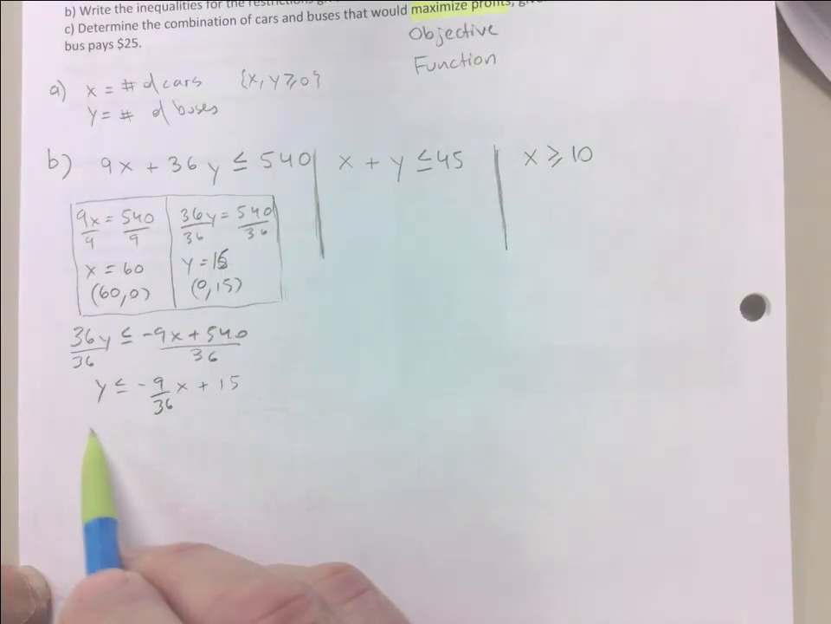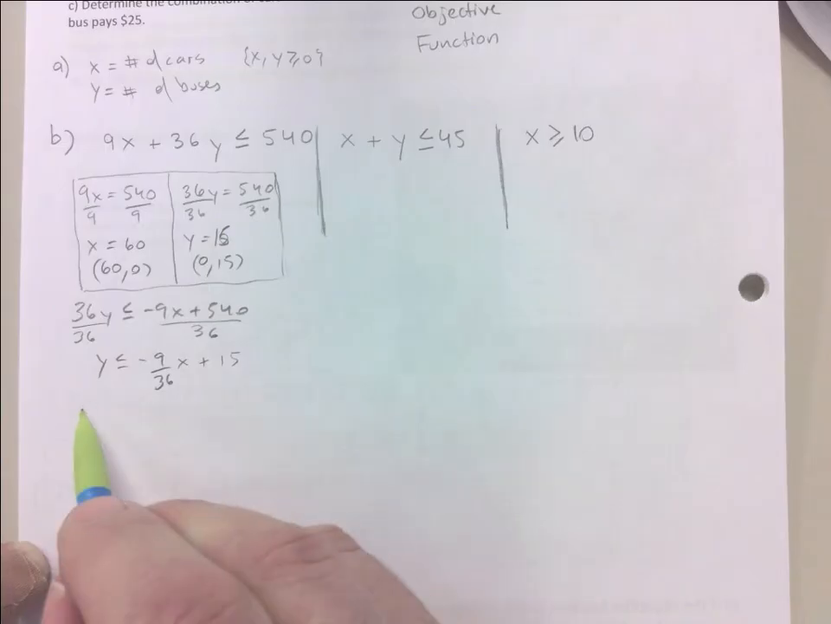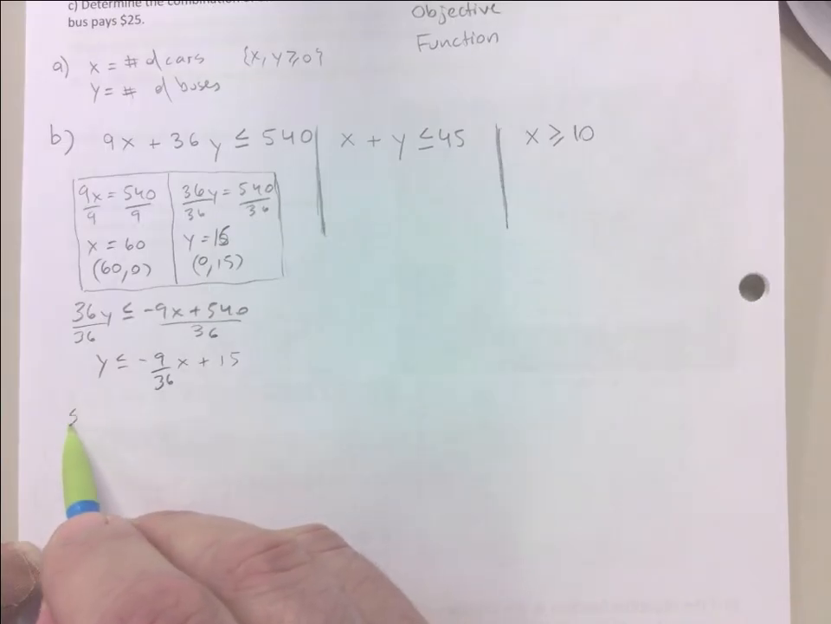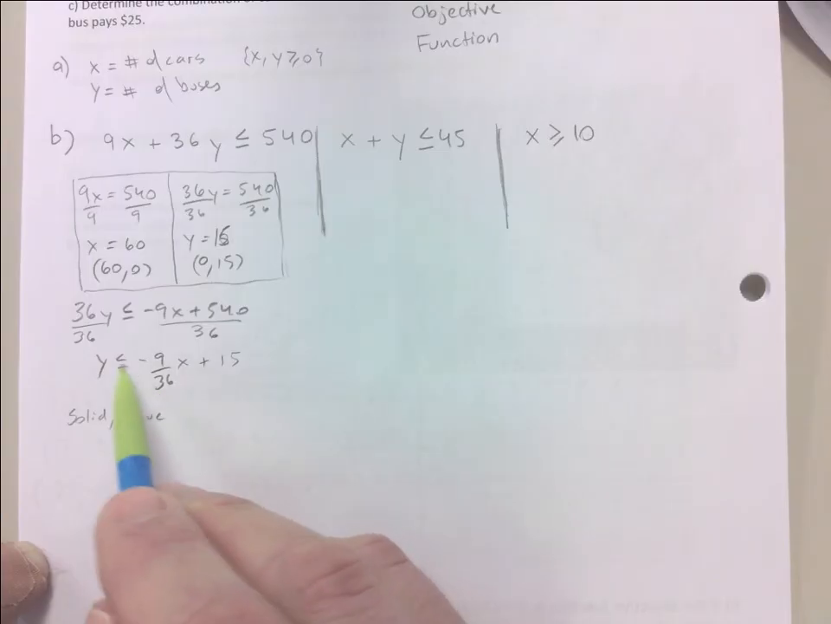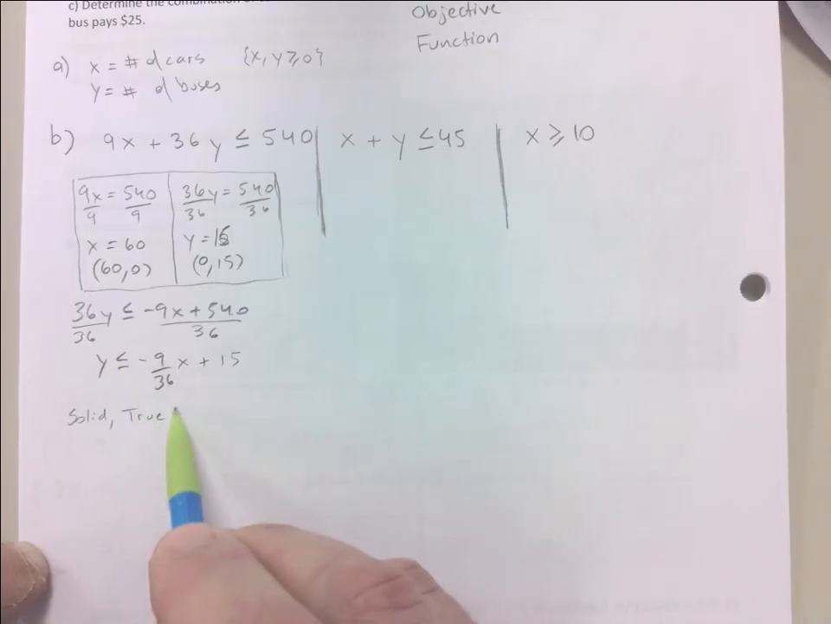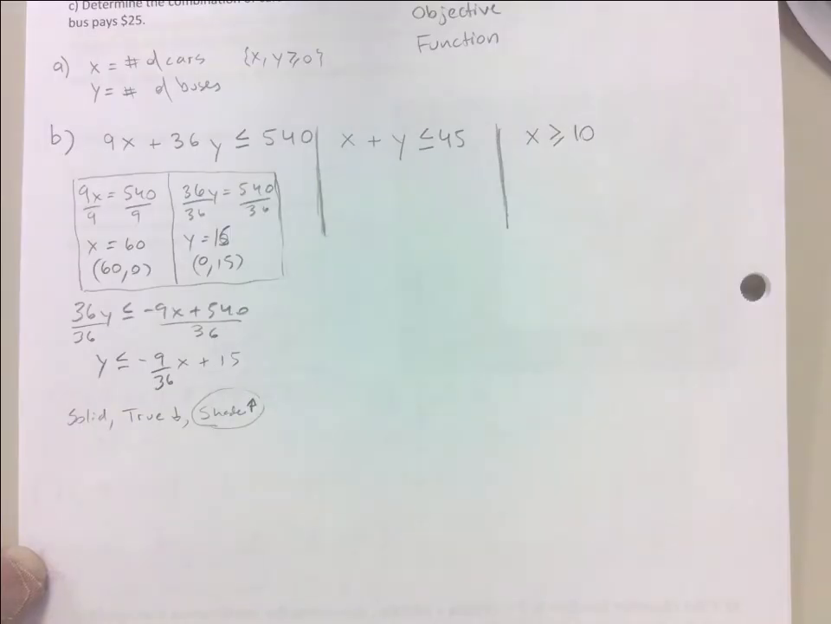This is good. I will say that this is a solid line. The true region in this case would be below the line. I will shade above. Make sure you circle that.